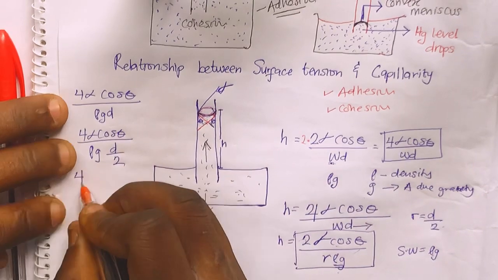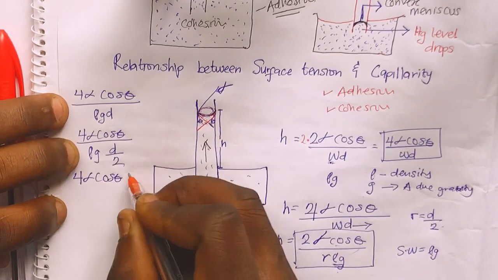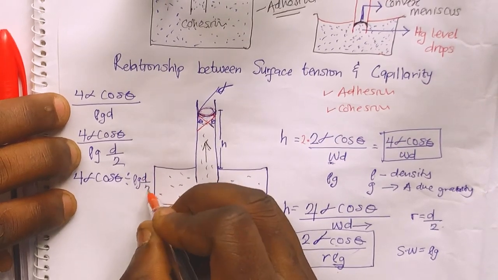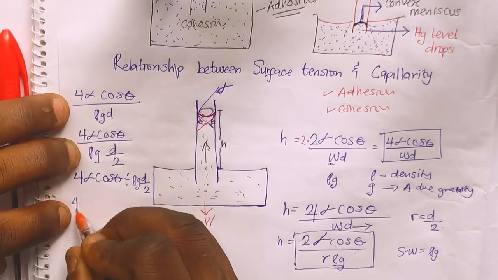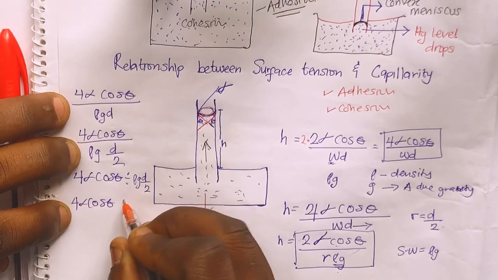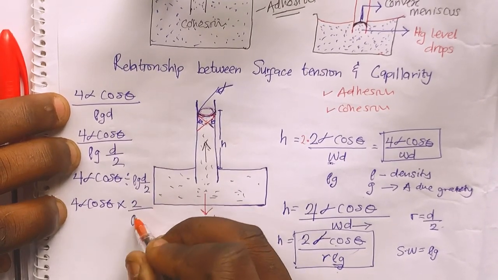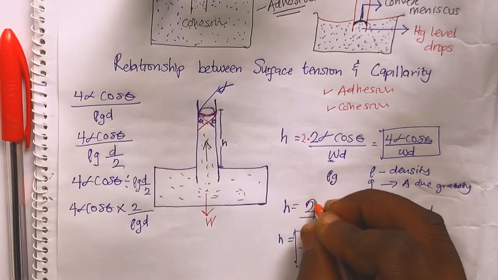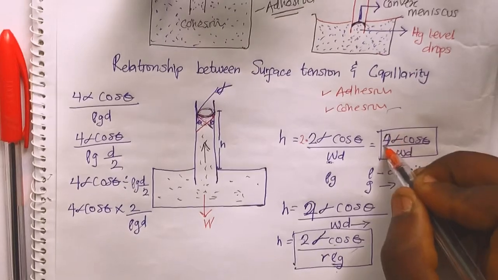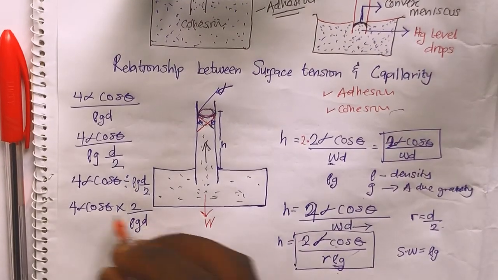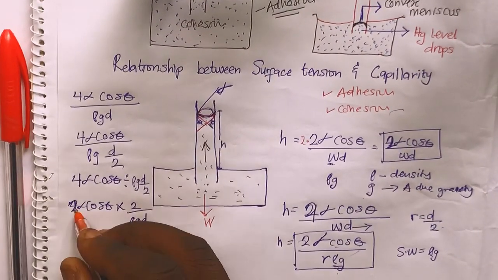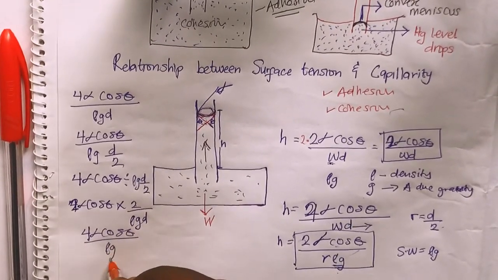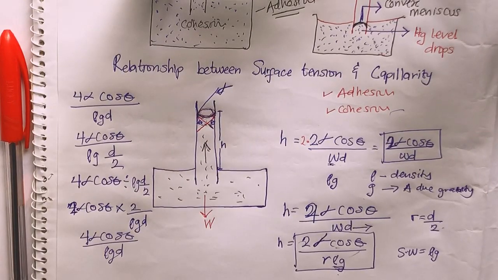So everything here is 4 gamma cos theta divided by EG, D divided by 2. So in this case, I'm having 4 gamma cos theta multiplied by 2 over EGD. No, that means this should be 2. Yes, this should be 2. Thank God I proved it. Then going higher, this should be 2, so 2 multiplied by 2 gives 4 gamma cos theta over EGD. That should be the best answer.